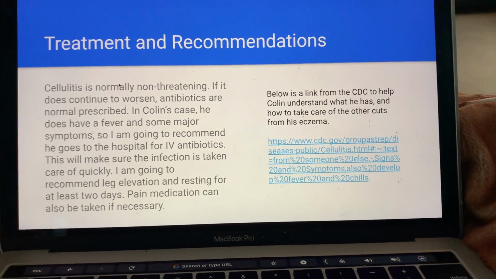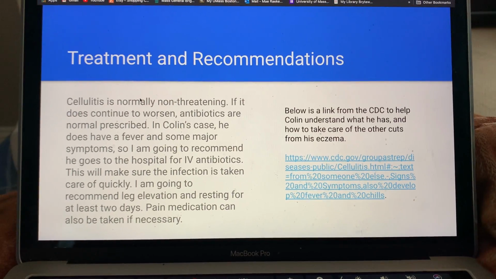So overall, I think Colin will be okay. He just needs to go to the hospital and get the help he needs.